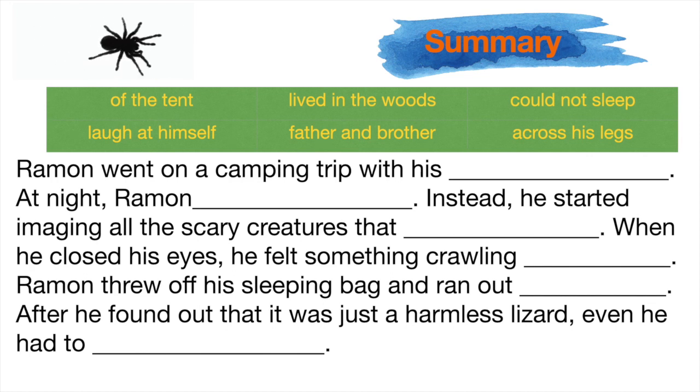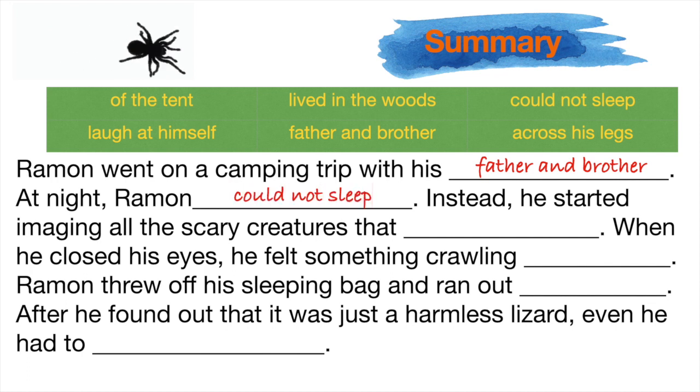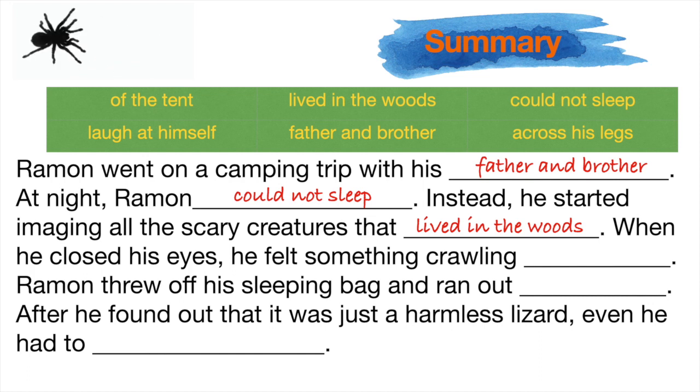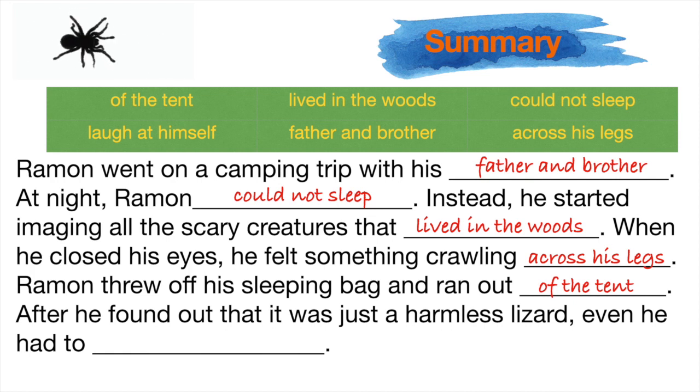Summary. Raymond went on a camping trip with his father and brother. At night, Raymond could not sleep. Instead, he started imagining all the scary creatures that lived in the woods. When he closed his eyes, he felt something crawling across his legs. Raymond threw off his sleeping bag and ran out of the tent. After he found out that it was just a harmless lizard, even he had to laugh at himself.